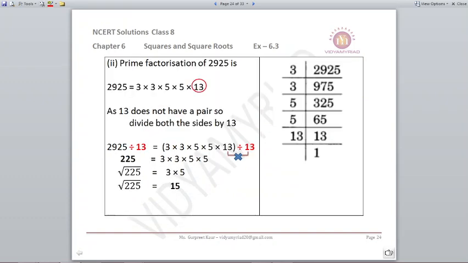2925. Here we have 3 as a pair, 5 as a pair, but 13 is alone. So I need to divide the numbers by 13. My left hand side, 2925 divided by 13, gives me 225. On my right hand side I have 3 into 3 into 5 into 5 into 13. When I divide by 13, both get cancelled. So I am left with only the 3 pair and 5 pair. For the square root of 225, I can pull 3 and 5, that is 15.